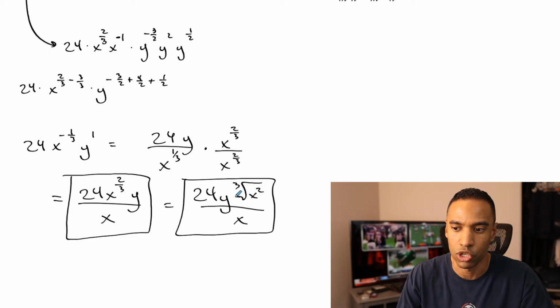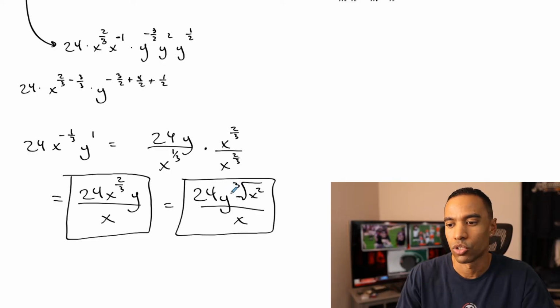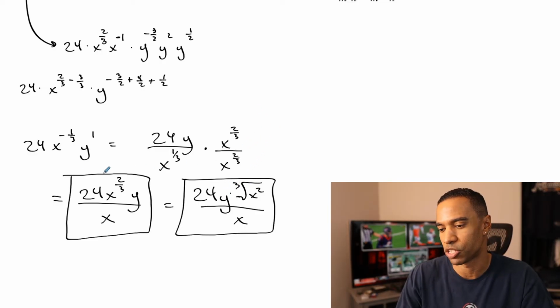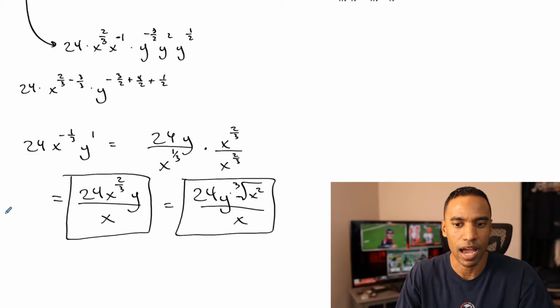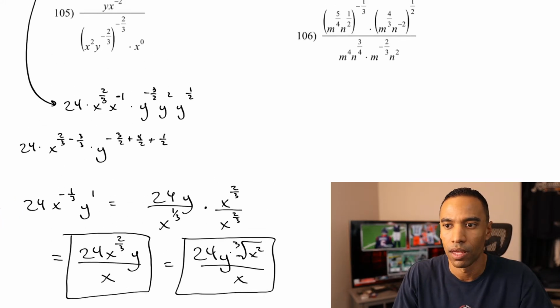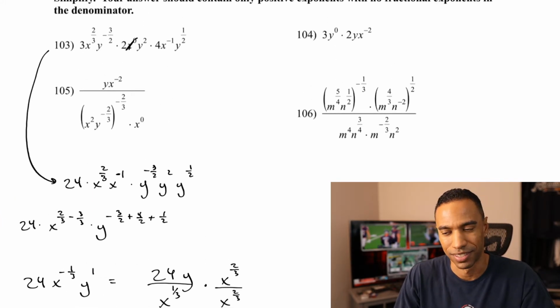You're good right there. And that's a cube root, by the way. That's not y cubed. So 24y times cube root of x squared all over x. So that's how I wanted to formulate my answers there. All right, that is 103.